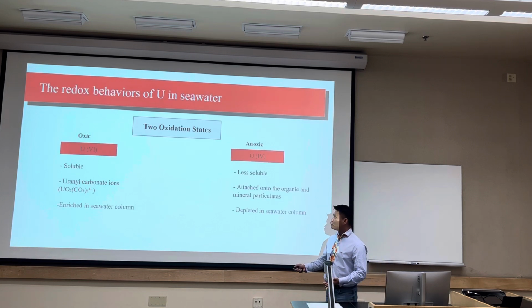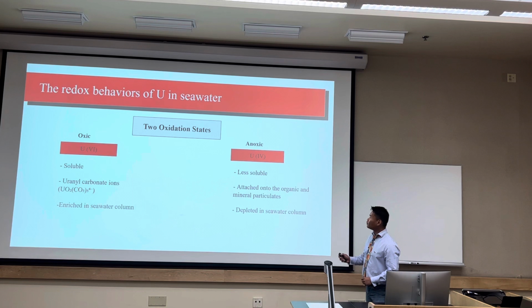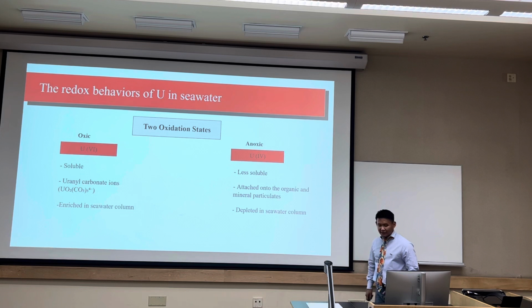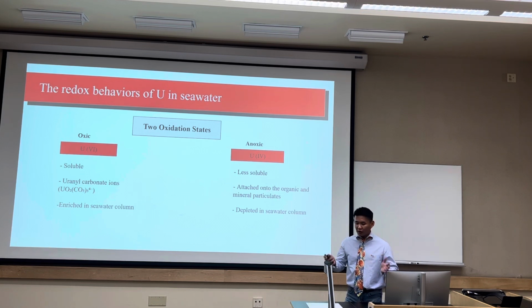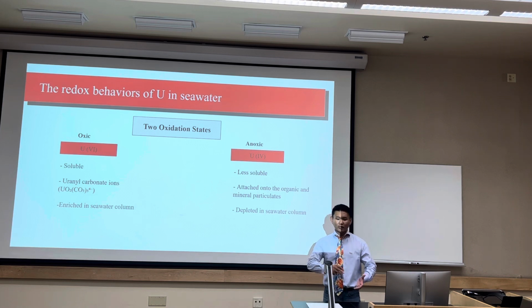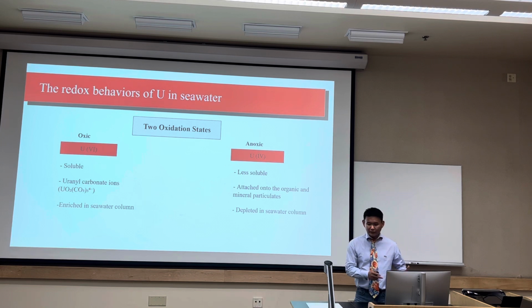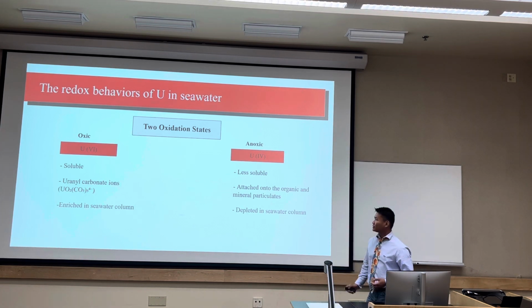Uranium has two different oxidation states: uranium-4 and uranium-6. In oxic condition, uranium-4 will be oxidized to become uranium-6. Uranium-6 is soluble, present in a dissolved form in the water column. That's why you have a higher concentration enriched in the seawater. In anoxic condition, uranium-6 will be reduced to become uranium-4, which is less soluble, and it will be attached to iron or manganese particulate and sink down to the ocean sediment. In other words, it is removed from the water column. That's why you have the depletion in the seawater column during the anoxic time.